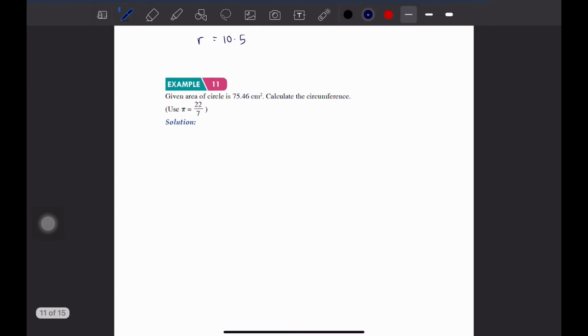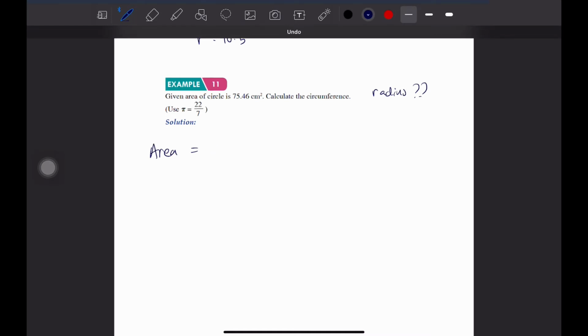Okay, given area of a circle is 75.46. Calculate the circumference. This is the same thing. In order to calculate circumference or area, you must know what is the value of radius. Okay, if there is no radius, find the radius from what is given. Okay, so over here it give you the information on the area, so you must use the equation of area to find radius. So area of circle is pi r square.